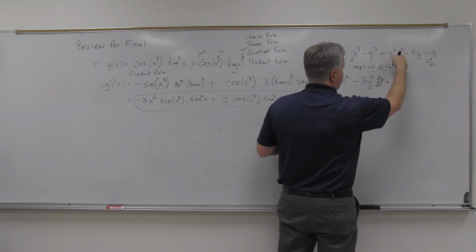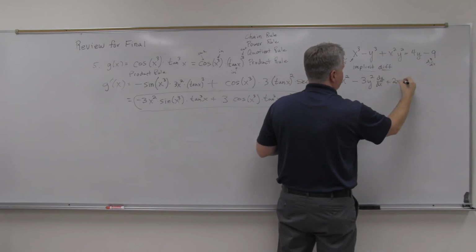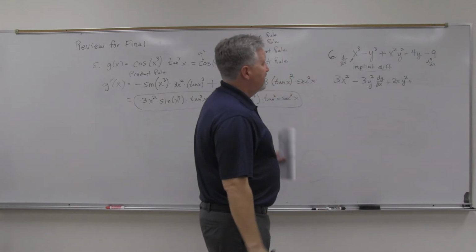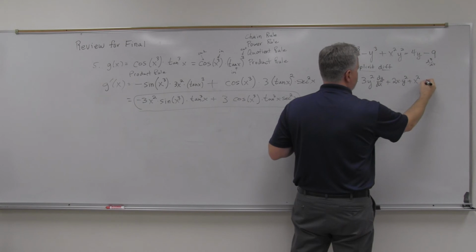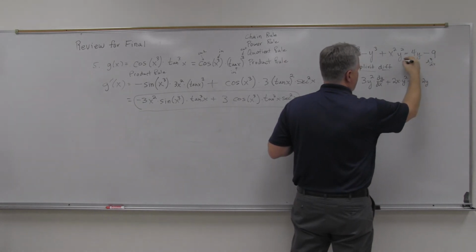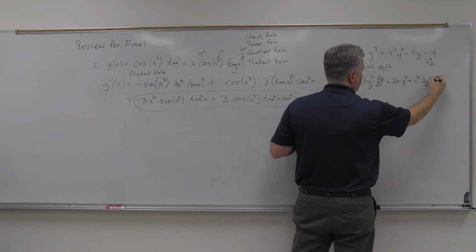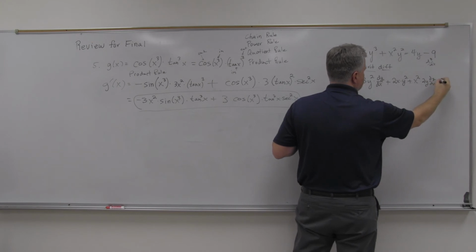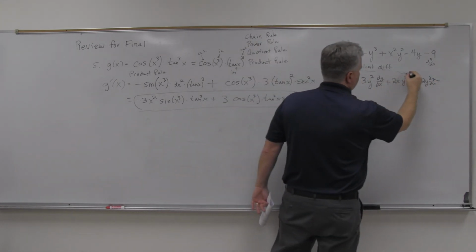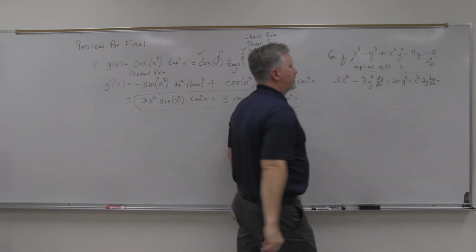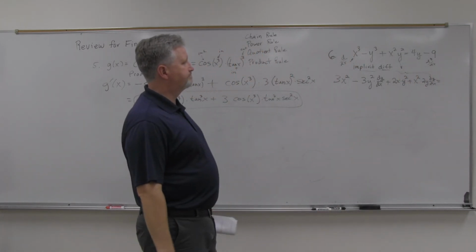So the derivative of x squared would be 2x. Leave the y squared alone. So 2xy squared. Then let's do the x squared times the derivative of the y squared, which would be 2y, but it's a y and we're doing the derivative with respect to x, so I need dy over dx. Okay? So all of this is because that's the derivative of that.